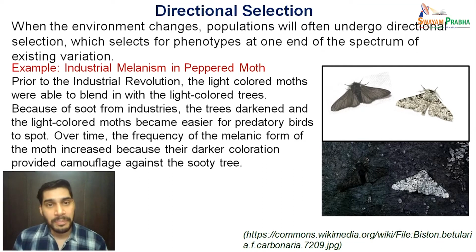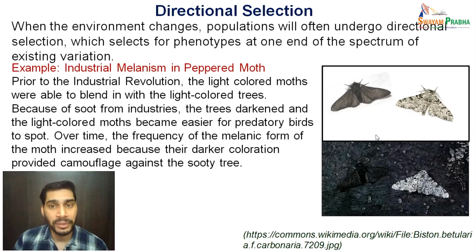The second type is called directional selection. When the environment changes, populations will often undergo directional selection, which selects for phenotypes at one end of the spectrum of existing variation. A very common example we can cite here is industrial melanism in the peppered moth, Biston betularia. Prior to the industrial revolution in England, the light colored moths were able to blend in with the light colored trees. Just assume this condition.